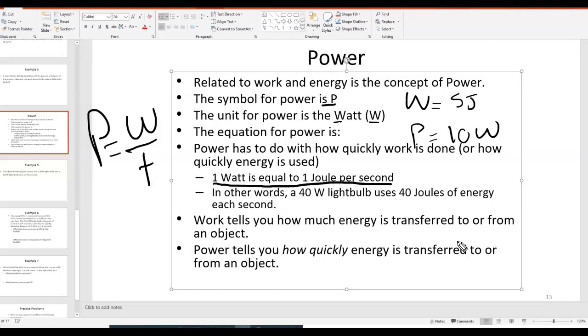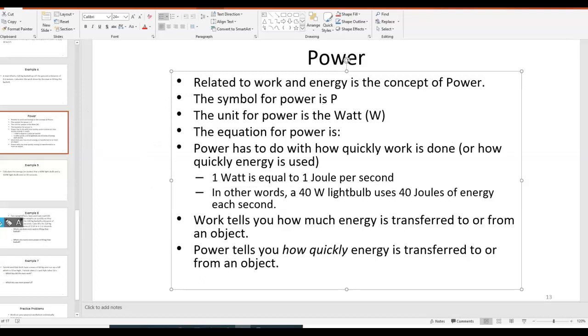If you buy a 40-watt light bulb at the store, that means it uses up 40 joules of energy every second. Okay, so work has to do with how much energy is transferred to or from an object. Power tells you how quickly that energy is transferred to or from an object. So pause it there. Make sure you have the equation for work and the equation for power in your notes. Then we will do a couple examples before we finish this video.